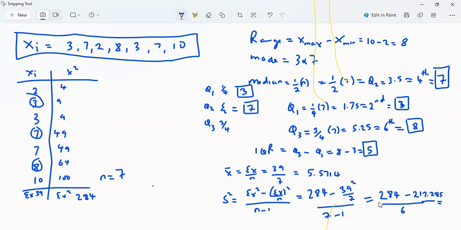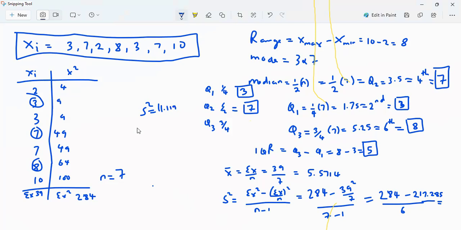So do it step by step. 284 minus 217, then divided by 6. What do you get? 11.119.